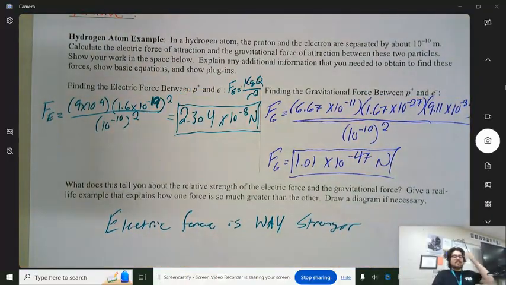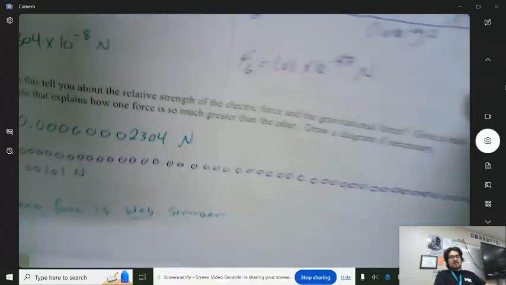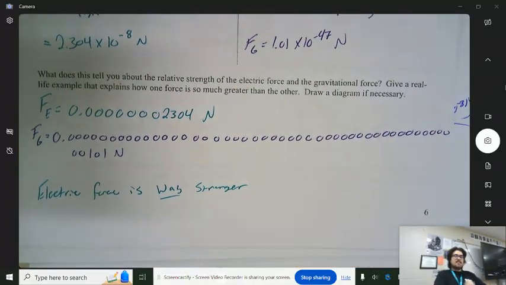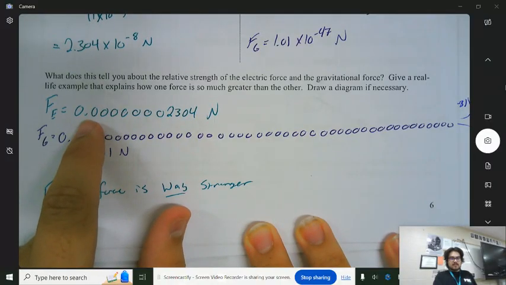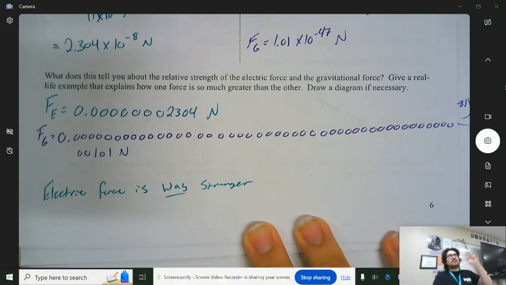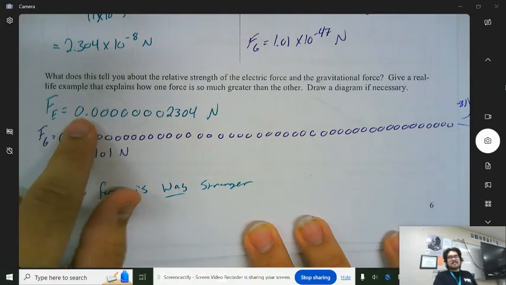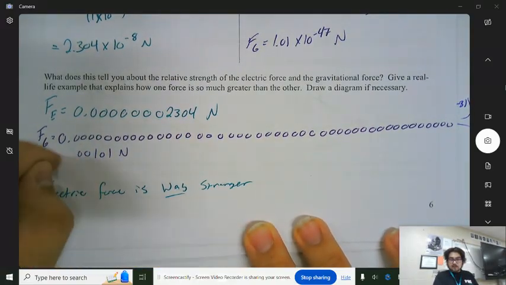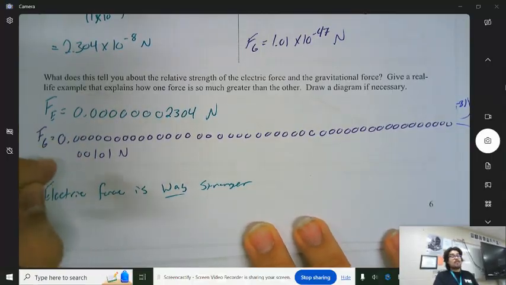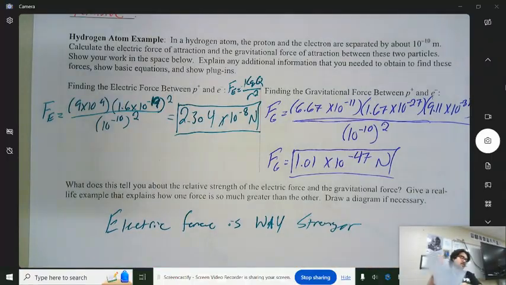And to illustrate that for you, I'm not going to write all this again because it's a lot of writing, but this is what that looks like in comparison. This only has 7, 8 zeros if you count the 1 to the left of the decimal point. There are 47 zeros in that one. This is an incredibly small number. This is a small number, but this is a really, really small number.